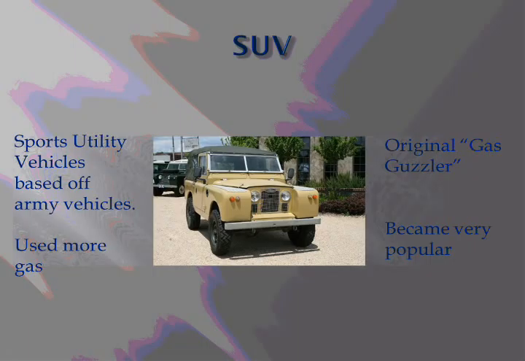Through the next years, more and more cars were designed and companies expanded as well as developed. The next big development in the automobile industry is the SUV, or sports utility vehicle, which was developed in 1960. These cars were larger, and this caused them to use more gas and get fewer miles per gallon. They were based off the original Jeep used by the military. These were the original gas guzzlers.